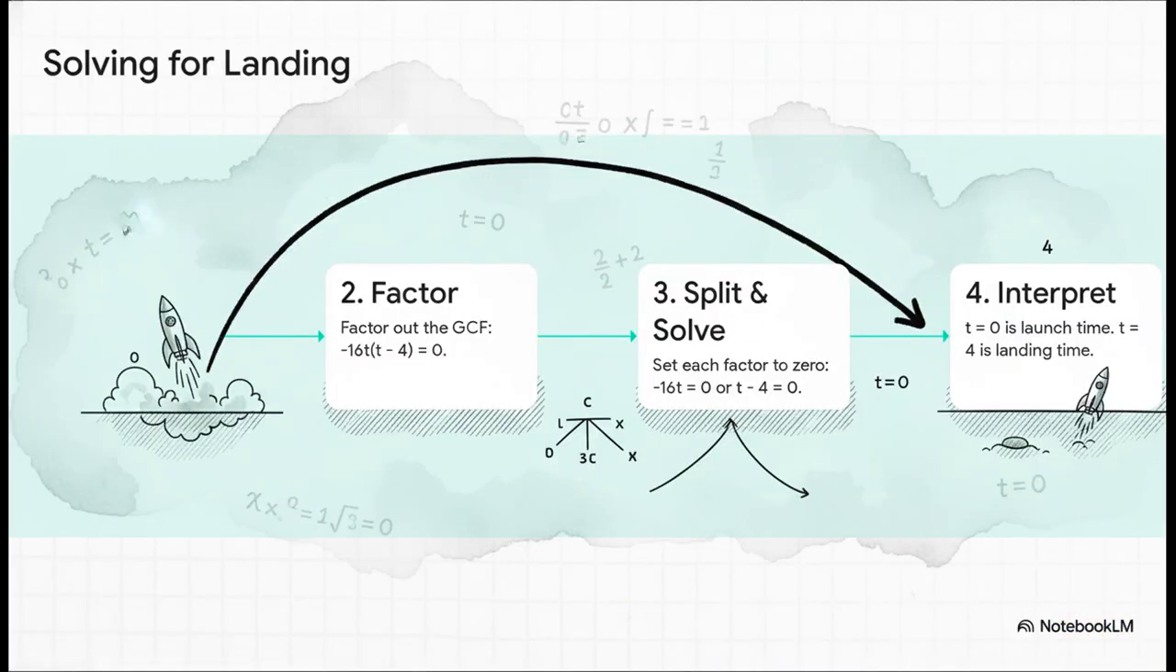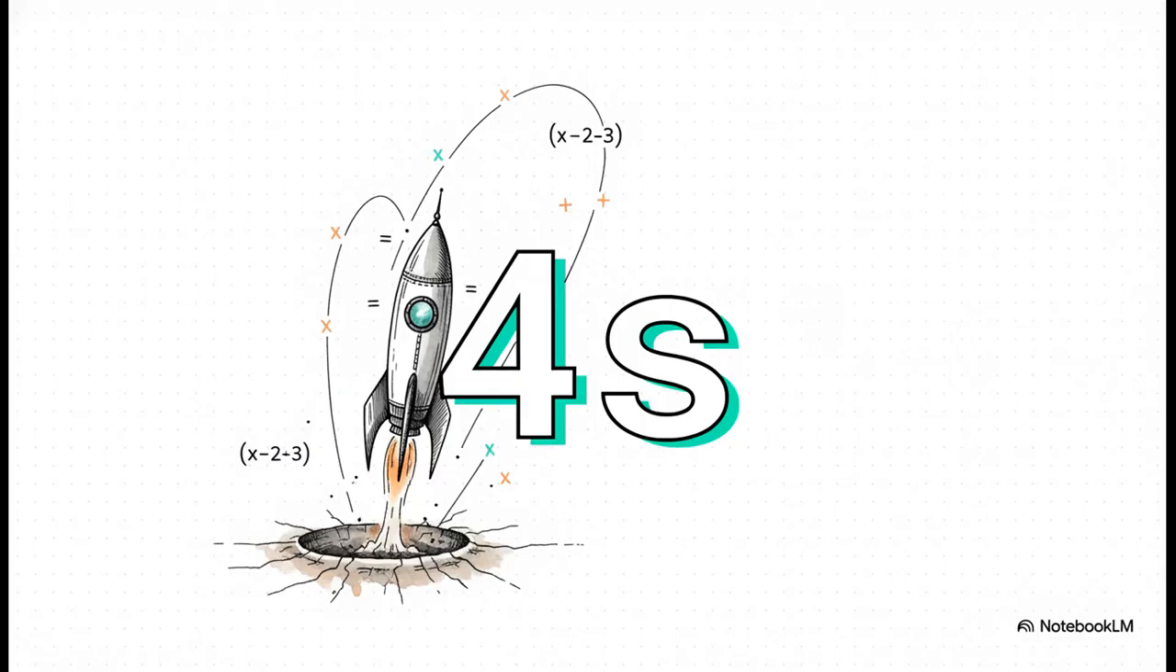We just set that height equation to 0. Then we factor out the greatest common factor, which is negative 16t. Then we do our split and solve move, which gives us 2 answers for the time, t. And finally, we have to interpret them. t equals 0. Well, that's the launch, when the rocket was on the ground to begin with. t equals 4 is the other time it's on the ground, which must be the landing. So, the rocket hits the ground after exactly 4 seconds. How cool is that? We just used factoring to predict a real physical event.